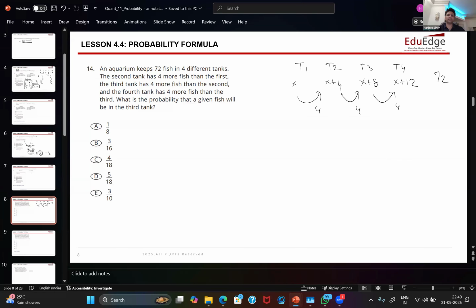So they're asking what is the probability that a given fish will be from the third tank. So this will be simple, right? It will be tank 3 divided by total is what we want. Or T3C1 divided by total C1 is what they're asking, which is what I've written, correct? Now to find T3, obviously we need X. Okay. So how do we find X? Can you tell me what is X?